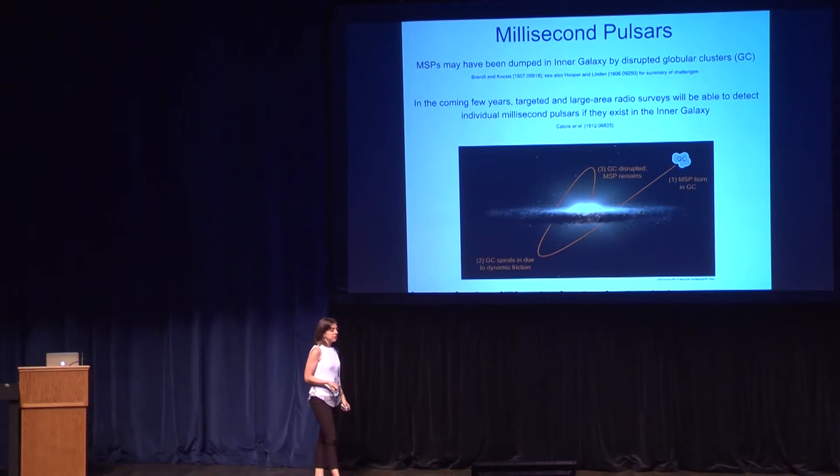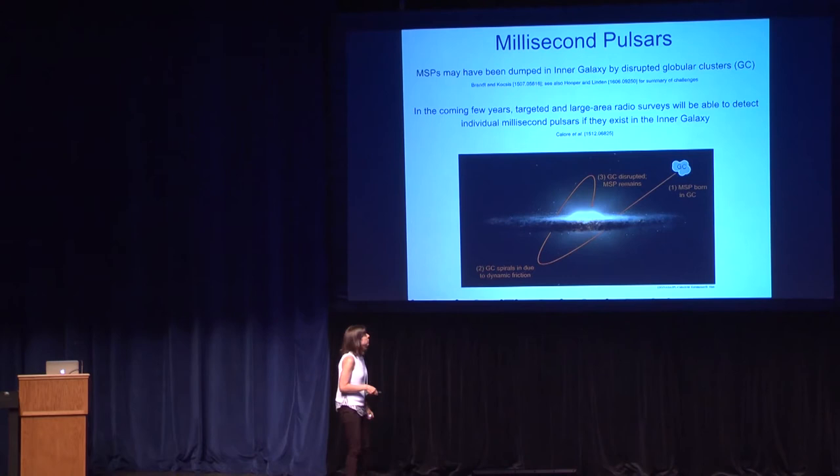The good news is that with targeted and large area radio surveys in the upcoming years, we should hopefully be able to detect these individual pulsars, and that would help resolve part of this mystery. It'll either tell us that these sources are these MSPs, or if they're not, that we're going to have to rethink what other populations of sources could be contributing.